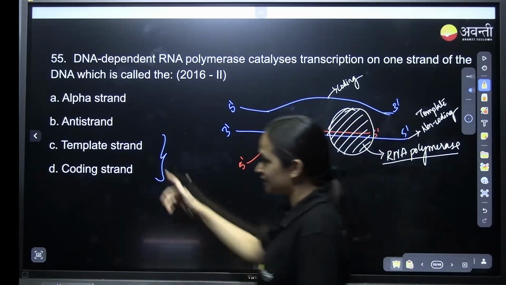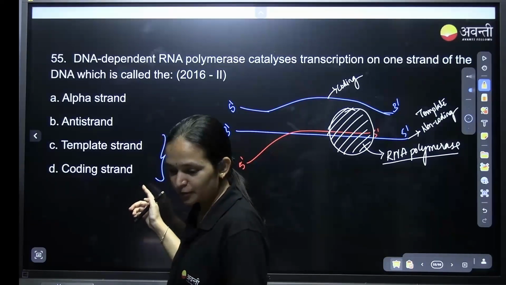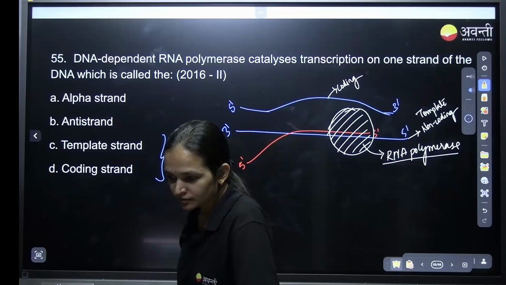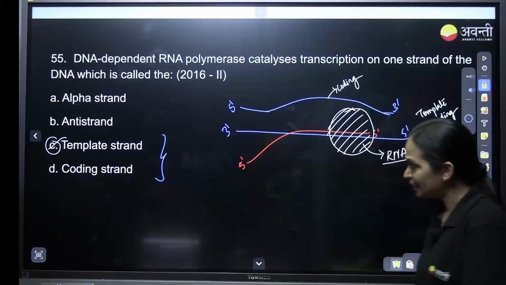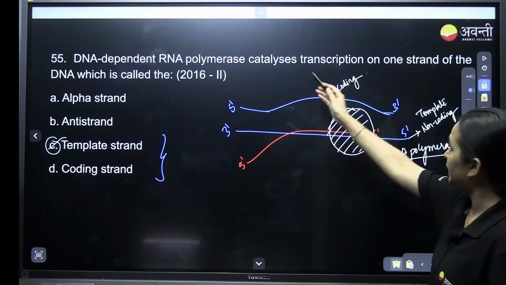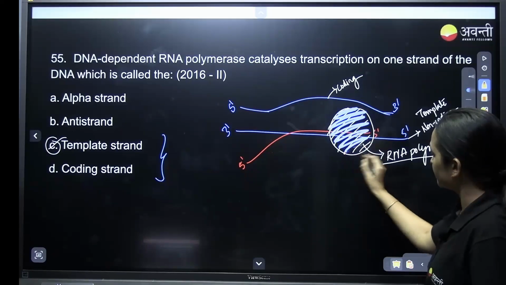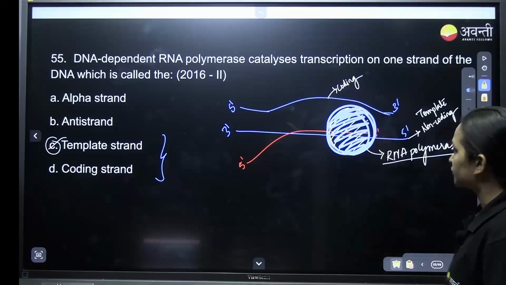टेम्पलेट स्ट्रैंड. ये सी और डी में कंफ्यूज हो गए क्या? वाई, व्हाट वाज द कंफ्यूजन? टेल मी. इजी क्वेश्चन है बच्चों, ये बहुत इजी क्वेश्चन है. सी इज द करेक्ट आंसर. टेम्पलेट स्ट्रैंड, one strand of the DNA, the RNA polymerase catalyzes the transcription on this particular strand, that is ये वाला strand. This is DNA polymerase, sorry, RNA polymerase. This particular strand is a template strand.